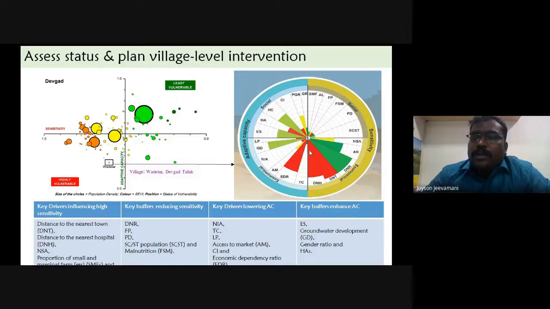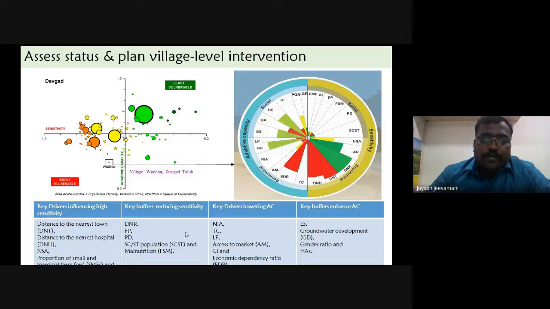For example, the red ones are the drivers, driving the sensitivity, whereas the green ones in sensitivity are the buffers. And in the adaptive capacity indicators, the red ones are the drivers for low adaptive capacity, whereas the green ones are the buffers for higher adaptive capacity. Using this method, for a particular village we can see its characteristics and which indicators matter. So when we talk about climate change, we can determine from this what kind of adaptation is needed, in what areas we can adapt, and how we can build resilience.